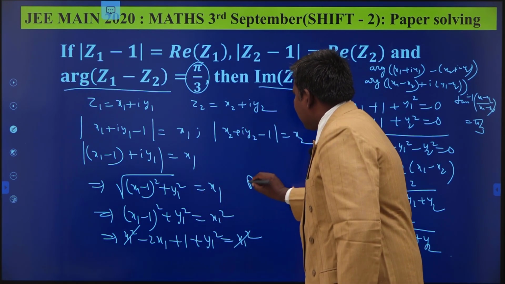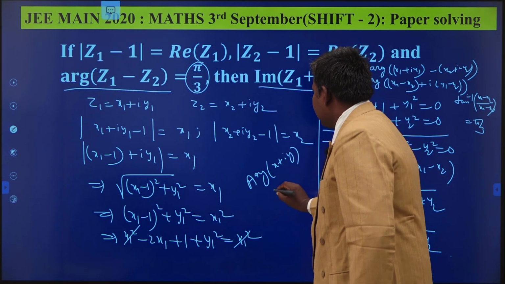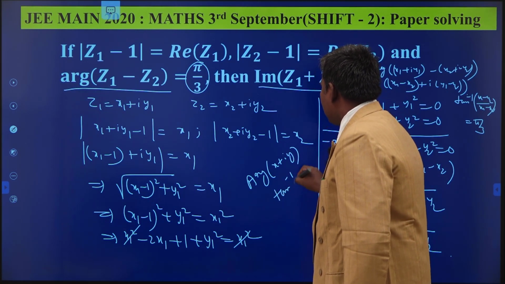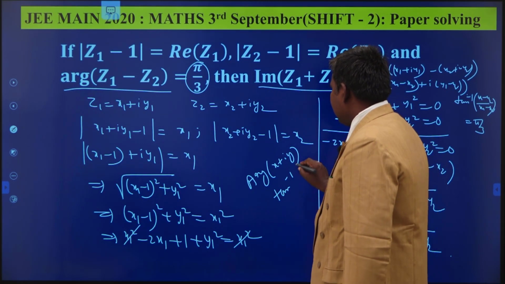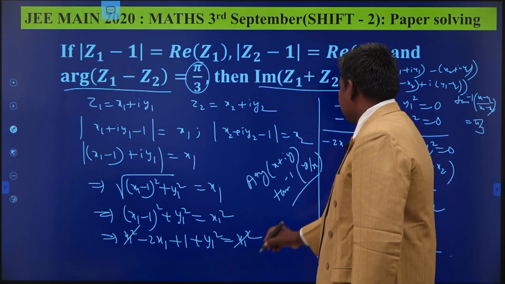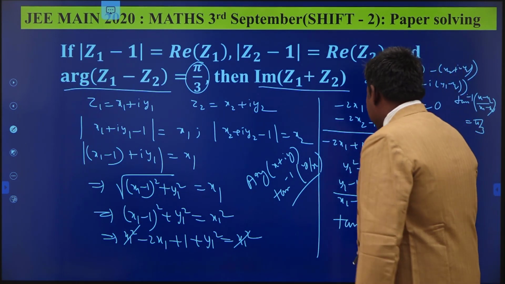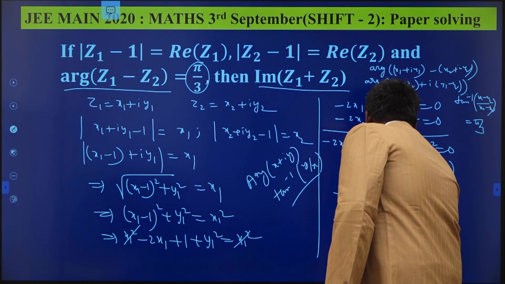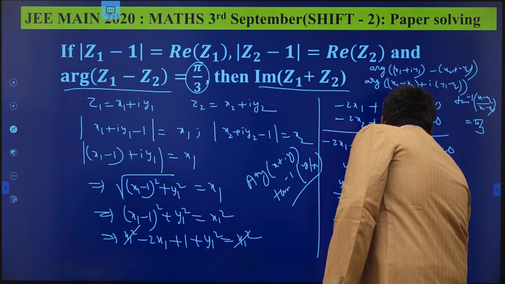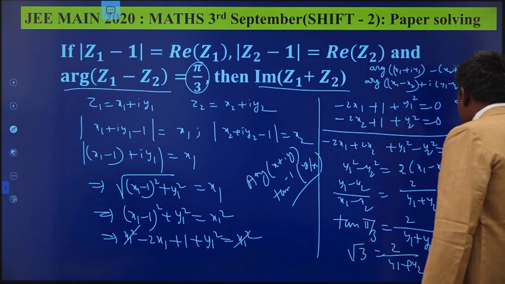Argument of x plus iy is tan inverse of mod y by x. Depending upon the first, second, third or fourth quadrant, we take tan inverse y by x. Okay. So tan pi by 3, tan 60 degrees, is equal to root 3. Root 3 is equal to 2 by (y1 plus y2). So your y1 plus y2 is nothing but 2 by root 3.